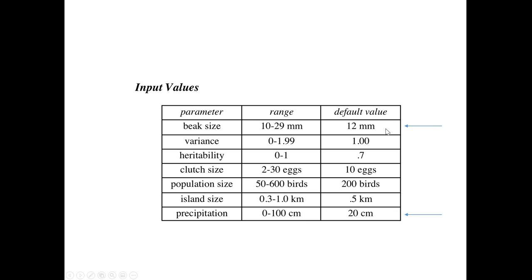So this is what we're going to start with for the first part of the lab report. We're going to start with the input values of these 12 millimeter beaks and 20 centimeters of precipitation, which you can see on this scale is pretty low. So how does low precipitation affect beak size over time is the question that we want to be asking.